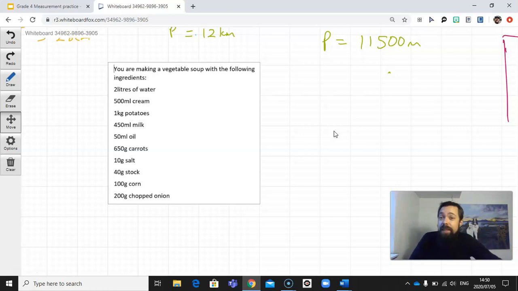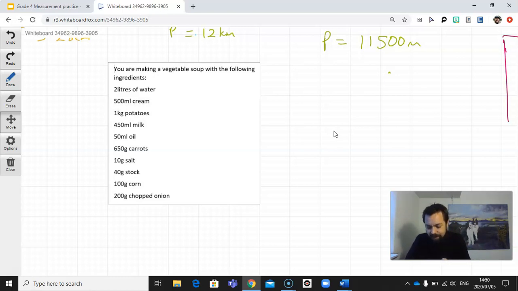Okay, you're making a vegetable soup with the following ingredients: 2 liters of water, 500 ml of cream, 1 kilogram of potatoes, 450 milliliters of milk, 50 milliliters of oil, 650 grams of carrots, 10 grams of salt, 40 grams of stock, 100 grams of corn, and 200 grams of chopped onion. I don't think this would make a particularly nice soup. I think there's a few ingredients that are missing. Anyway, that's not the point.